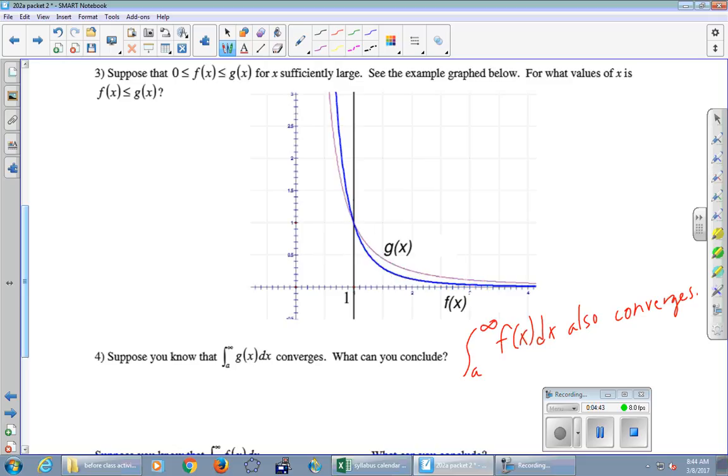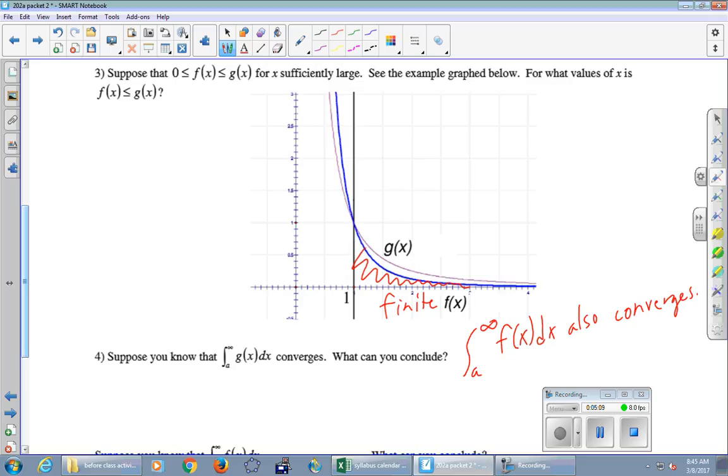Okay, now we're going to go the other direction. Let's take a look at the area under f again. That's the bottom one here. Suppose that you know that this is finite. What can you say about the total area under G? Is it definitely finite? Is it definitely infinite? Or are we not able to tell?